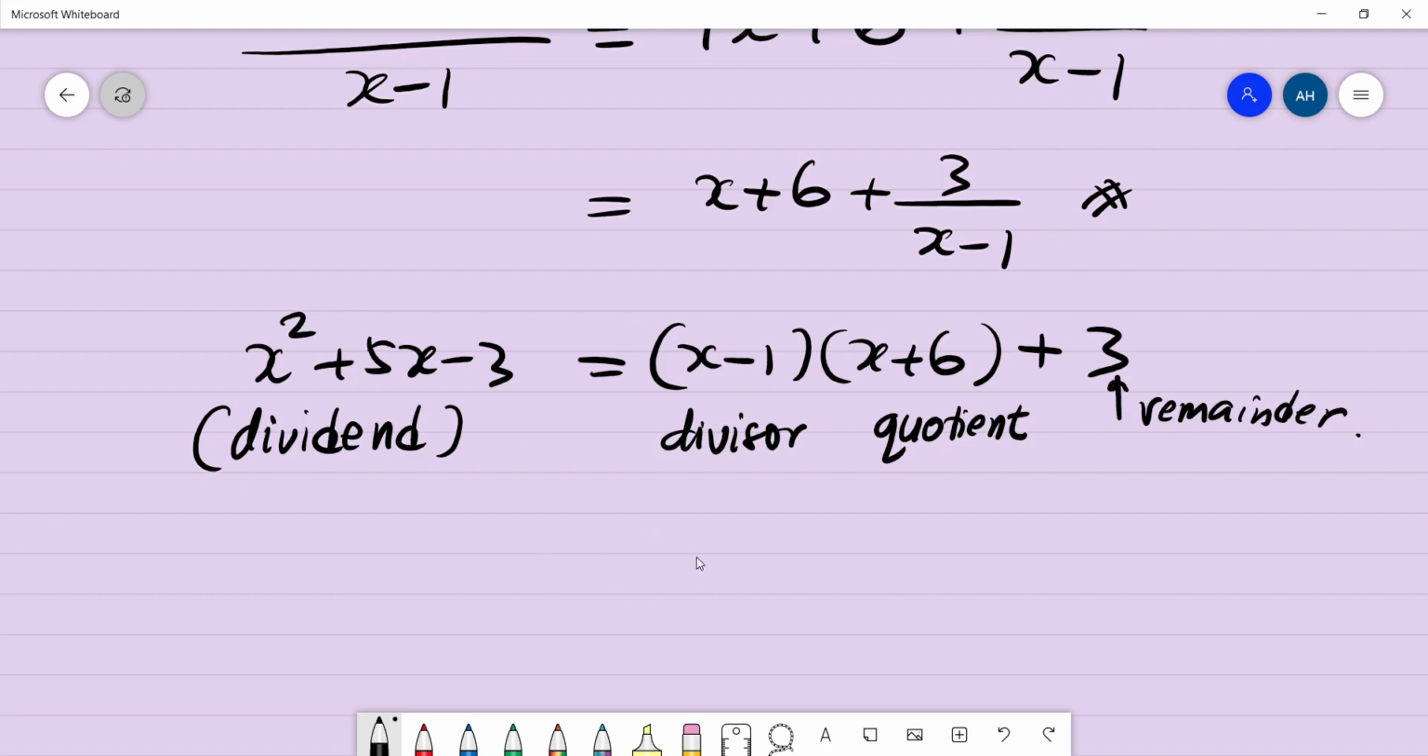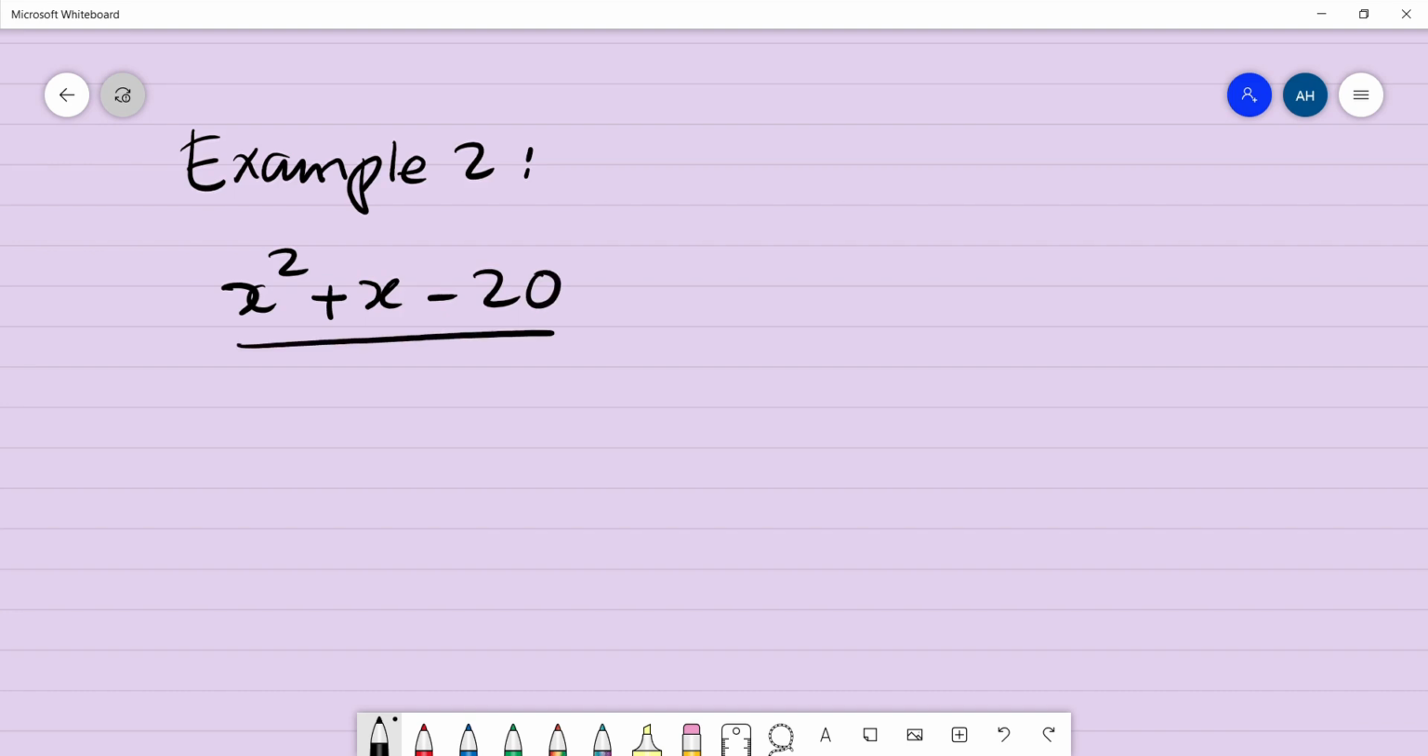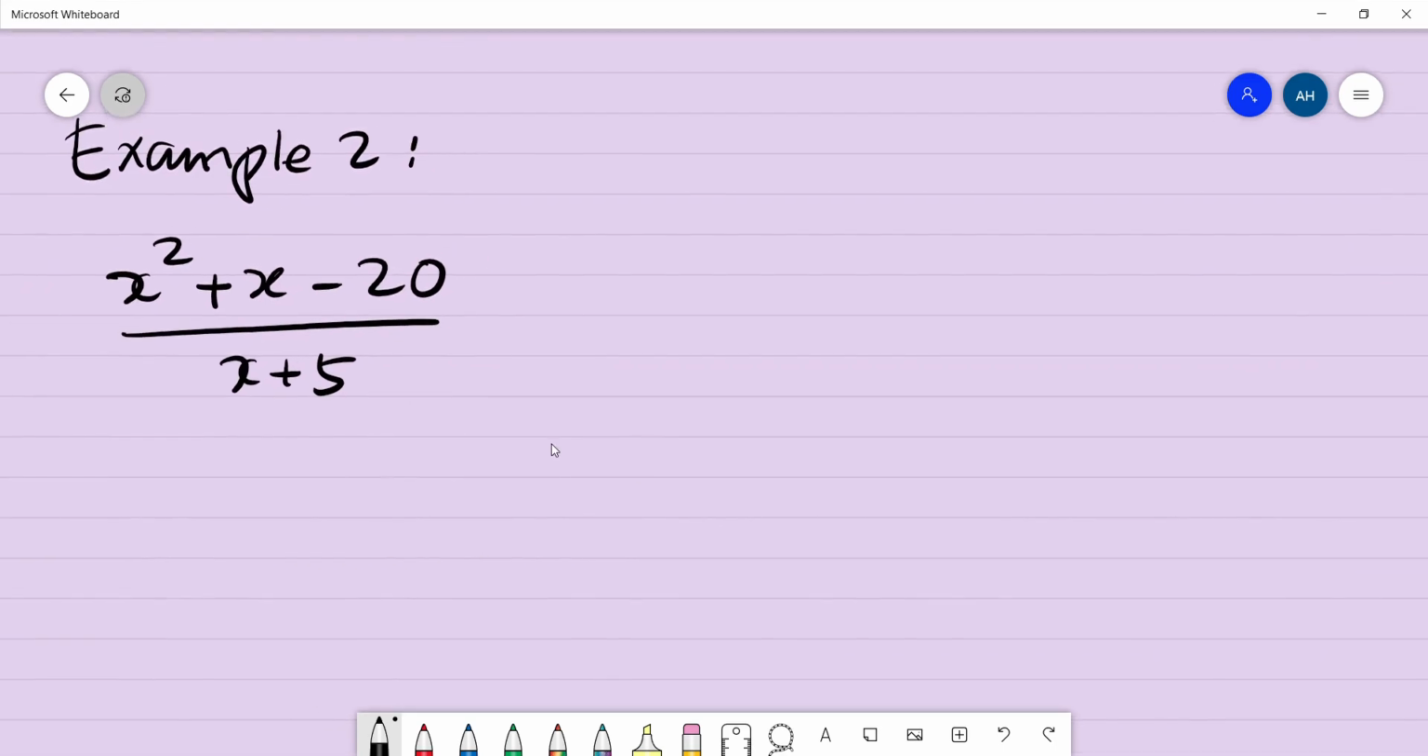Now let's proceed to example number 2. Now let's continue with example 2. This time we are given x squared plus x minus 20. We want to divide it by x plus 5, and we are going to use synthetic division, like in example number 1.